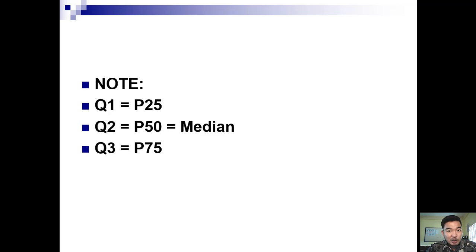Huwag nyo nang isolve parehas because they are just the same. Magkamukha lang si first quartile at saka si 25th percentile. Magkamukha si second quartile at si 50th percentile. Magkamukha si third quartile at saka si 75th percentile. Masasayang lang ang mga ink, masasayang lang ang mga pagod, the same lang naman.